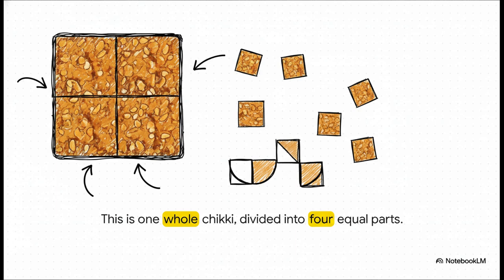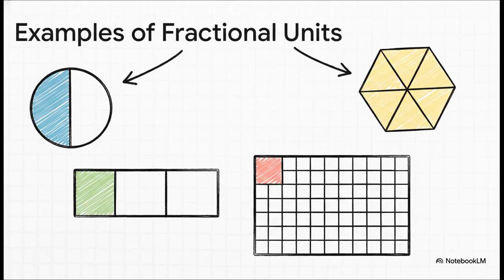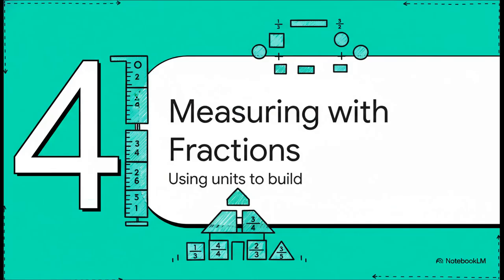Let's switch from roti for a second and look at this snack called a chikki. Here we have one whole chikki bar, and it's already divided into 4 equal squares. Each one of those little squares is a fractional unit. It's 1/4 of the whole thing. And you can see the pattern, right? It's super simple. 1/2, 1/3, 1/6. You could even have 1/100th. These are all fractional units. They always represent one piece out of a certain number of equal parts. So now that we have our building block, our fractional unit, we can move on to the really cool part, using it to build or measure absolutely any fraction you can think of.